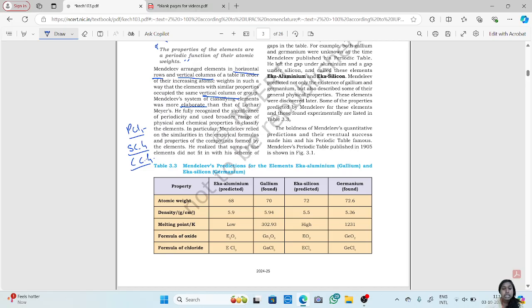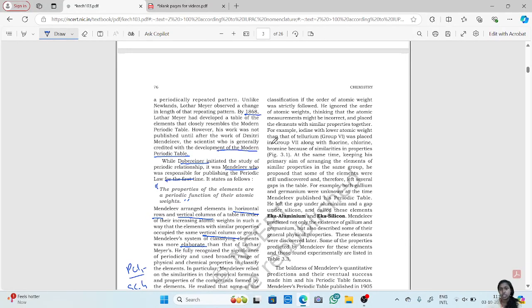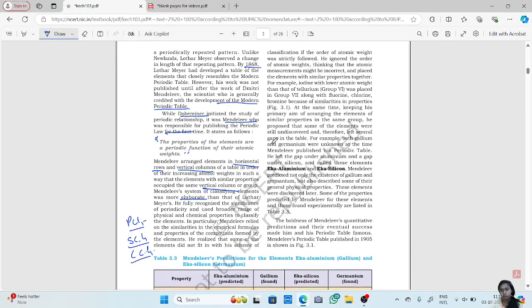Now, he realized that some of the elements did not fit in with his scheme of classification if the order of atomic weight was strictly followed. If he followed the order of atomic weights, some of the elements did not follow the rule, or the classification which he had organized.